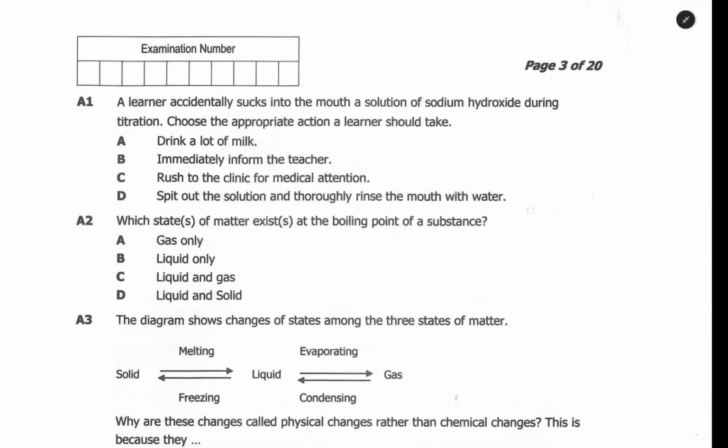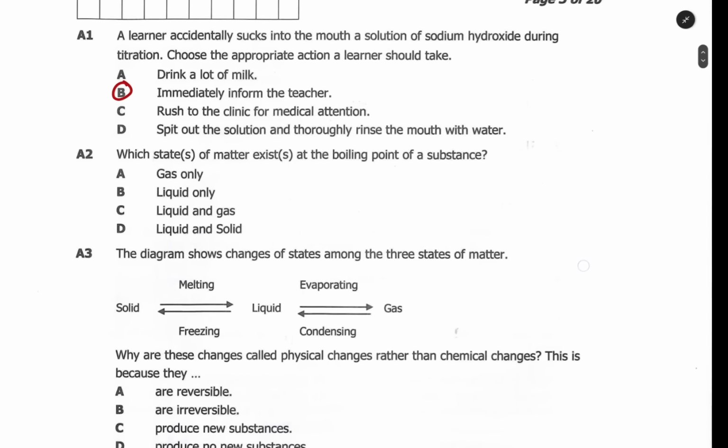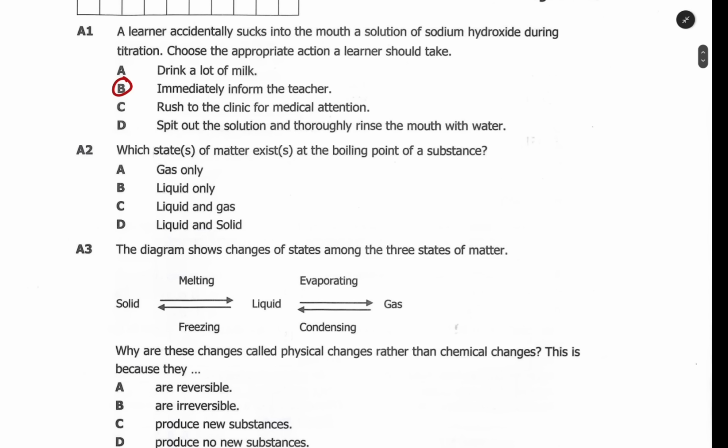From Section A, the first question was: Elena accidentally sucks into the mouth a solution of sodium hydroxide during titration. Choose the appropriate action Elena should take. This is coming from laboratory safety rules. The appropriate action the learner should take is to immediately inform the teacher. The teacher would know the first aid to administer. So immediately inform the what? The teacher.